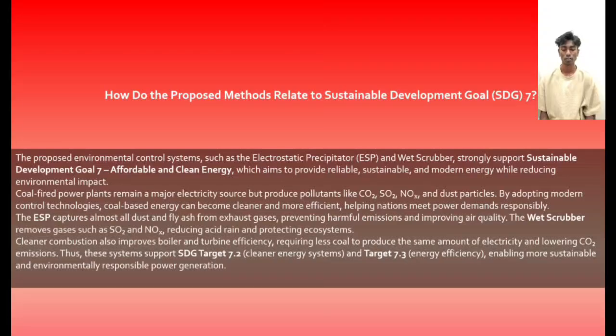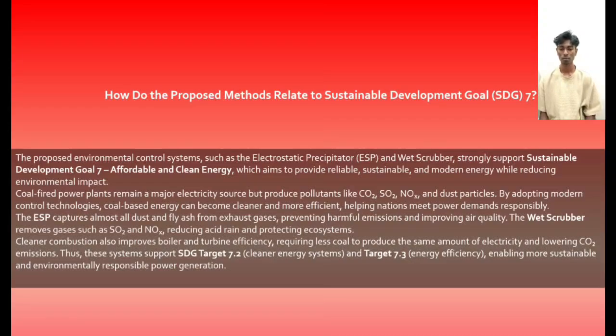Move on to the third and final question: relate the proposed solutions to SDG 7 by explaining how they contribute to affordable and clean energy goals. You see again in the slide here. The proposed environmental control systems, such as the electrostatic precipitator, ESP, and wet scrubber, strongly support Sustainable Development Goal 7, affordable and clean energy, which aims to provide reliable, sustainable, and modern energy while reducing environmental impact.